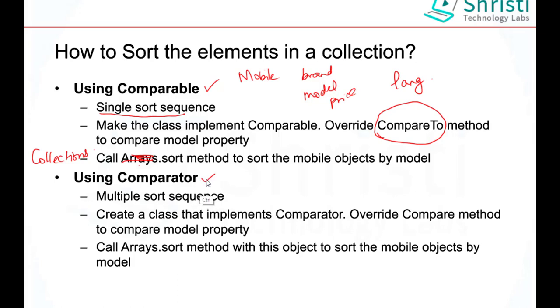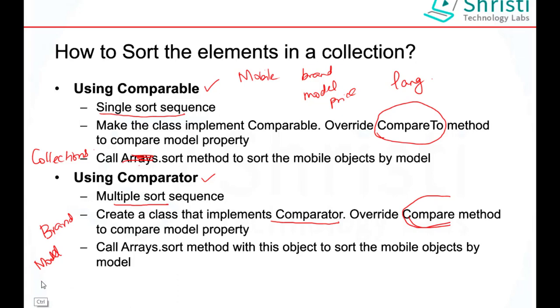Next, coming to Comparator. In case of Comparator, create a class that implements Comparator. You need to override the compare method and again identify the property with which you want to sort the elements, sort the mobile objects either by brand or model or price. In this case, you will get multiple sort sequences. How? If I want to sort by brand, I have to create a separate class that implements Comparator, override the compare method, and sort by brand. If I want to sort by model, create a separate class for model, implement Comparator, override the compare method and sort by model.